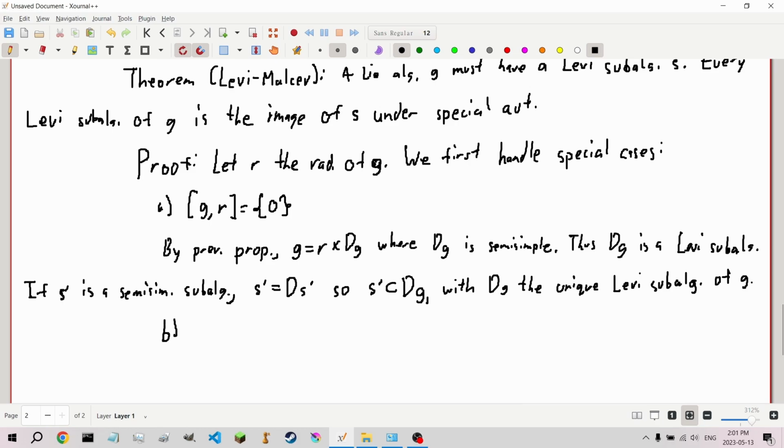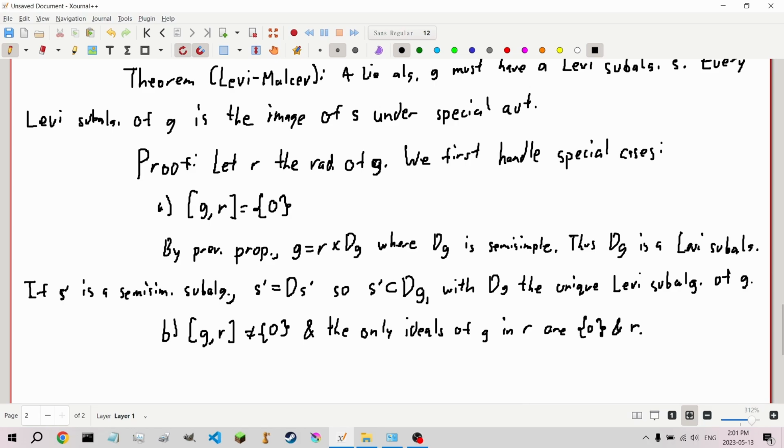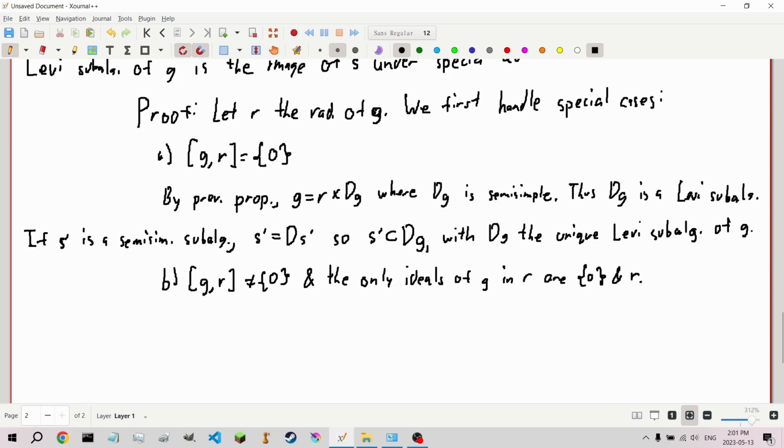And the other special case is where the bracket of G and its radical is non-zero, and the only ideals of G inside of R are 0 and R. We see that then the bracket of G and R has to be R. The bracket of R and R has to be 0. And the center of G has to be 0.